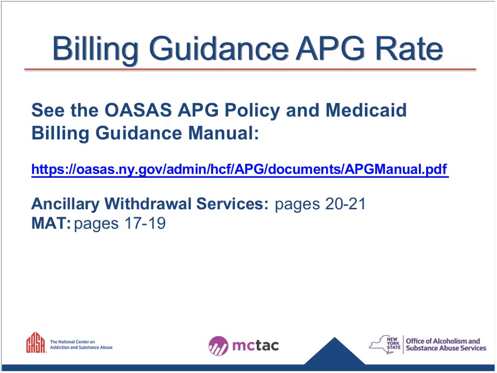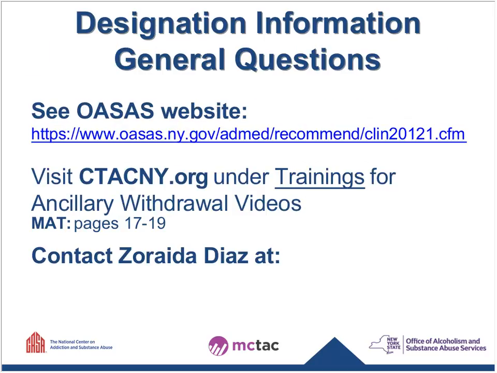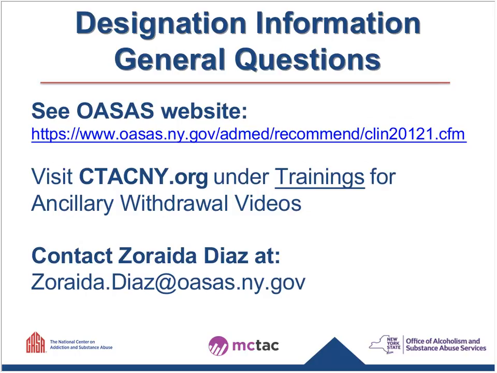So, and yet the information is you can go to our APG manual online, and I've quoted what pages address ancillary withdrawal services specifically, and then the pages that address our medication-assisted treatment. You should be able to find everything that you need when it comes to billing for this service. On the next slide, we talk about where you can find the information to apply for the designation.